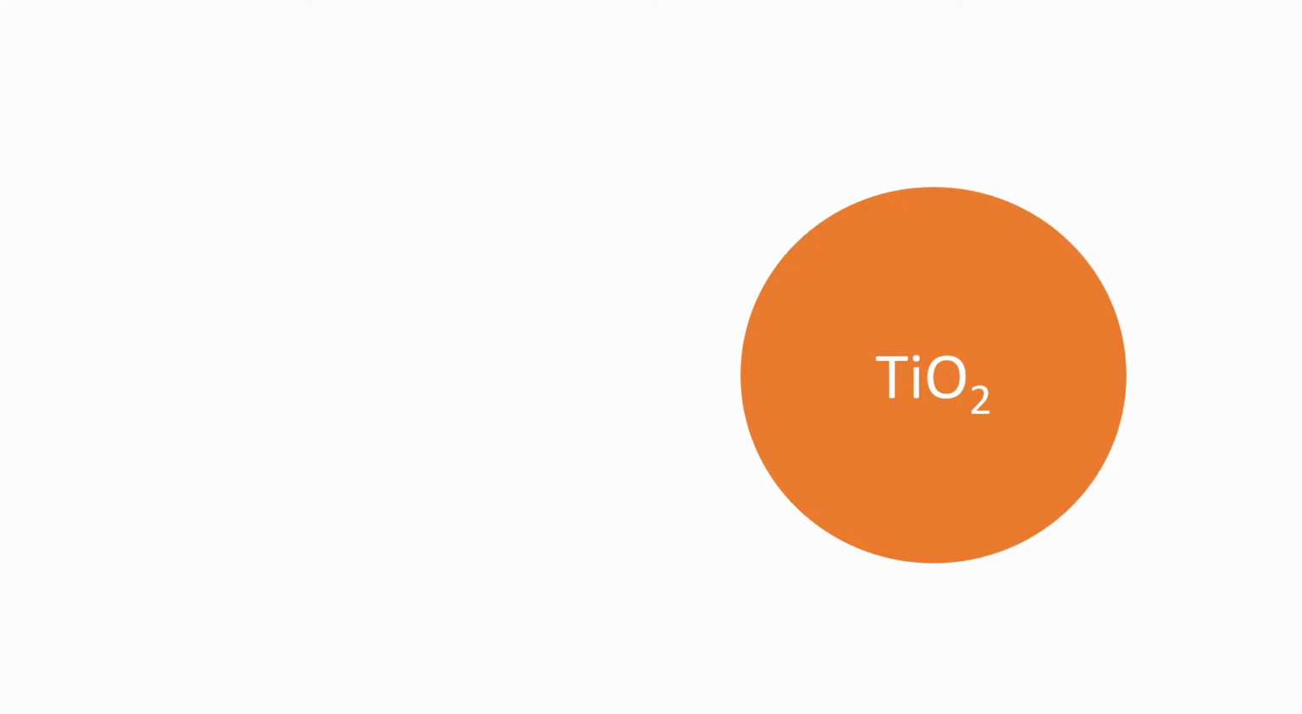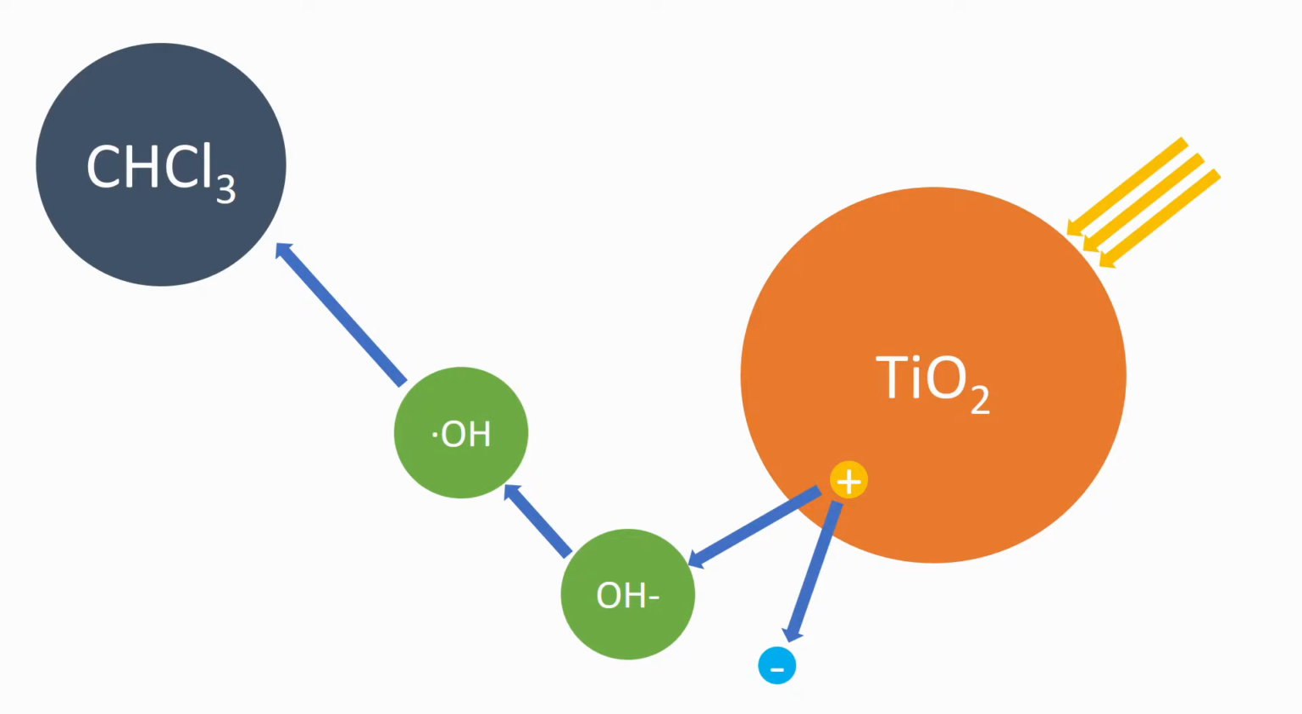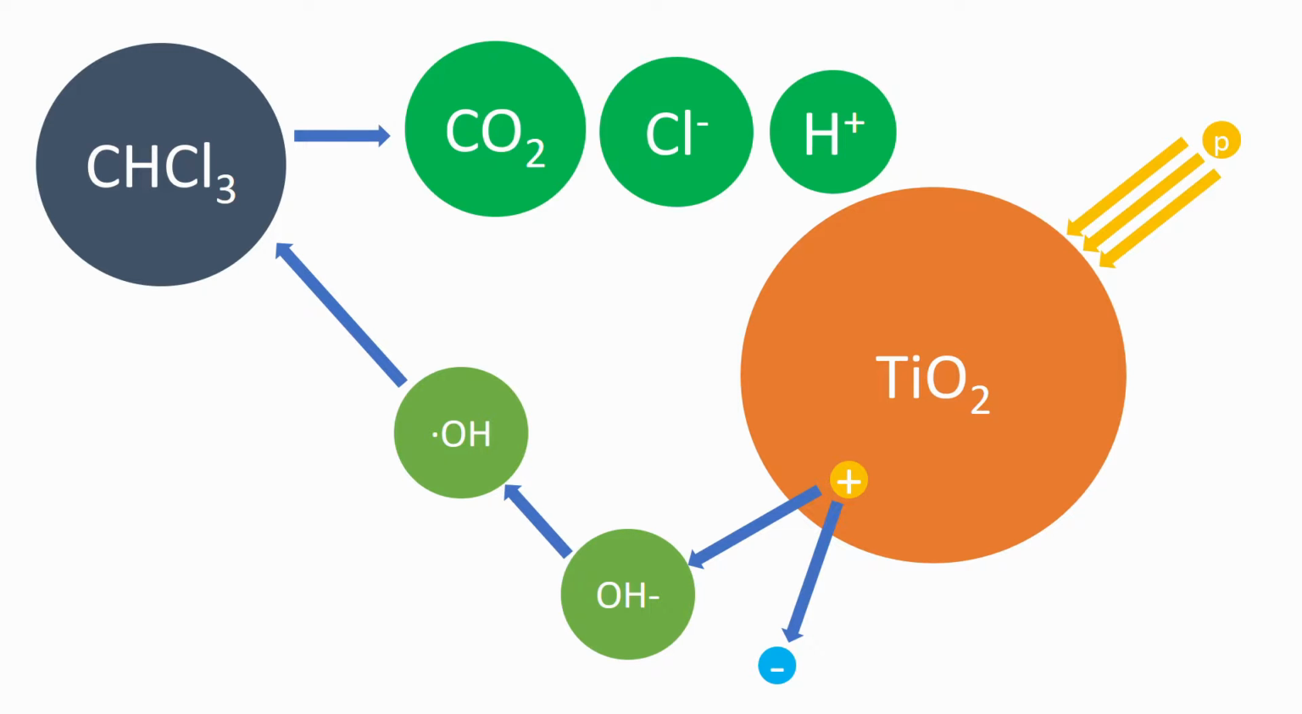Alternatively, after taking in the electrons from OH- ions and converting them into radicals, the radicals can also react with trichloromethane and convert it into harmless carbon dioxide, hydrogen protons, and chloride ions.